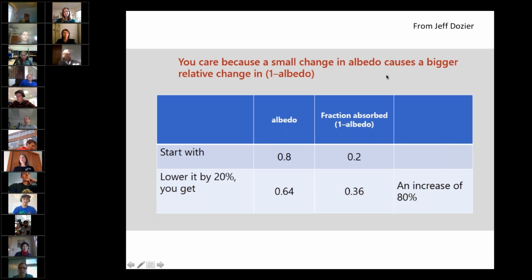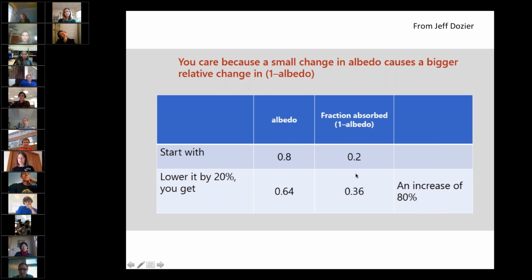So why should you care about albedo? One reason to care is that for the snow, we're really thinking about the fraction absorbed. So if you start with an albedo of 0.8 and you lower it by roughly 20%, your albedo will go down to 0.6, and it doesn't look that big. But then your fraction of solar radiation that's absorbed is 1 minus the albedo, and it starts with 0.2, and then it goes up to 0.36. So it's an increase of 80%, or if you're just rounding, it's almost doubling there, right?